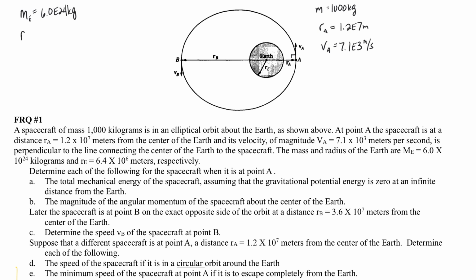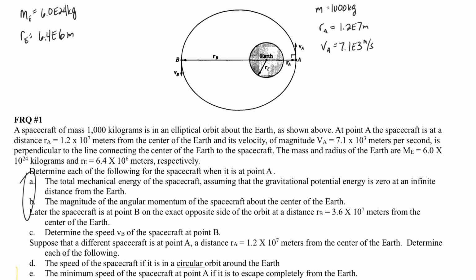And the radius of the Earth is 6.4 times 10 to the 6th meters. Questions A and B, I think, are pretty straightforward, and I'm going to leave those to you to do right now. It says, determine the total mechanical energy of the spacecraft, assuming the gravitational potential energy is 0 at an infinite distance from Earth, and the magnitude of the angular momentum of the spacecraft about the center of the Earth. So they're asking you to calculate the energy of that orbit and the angular momentum of that orbit.